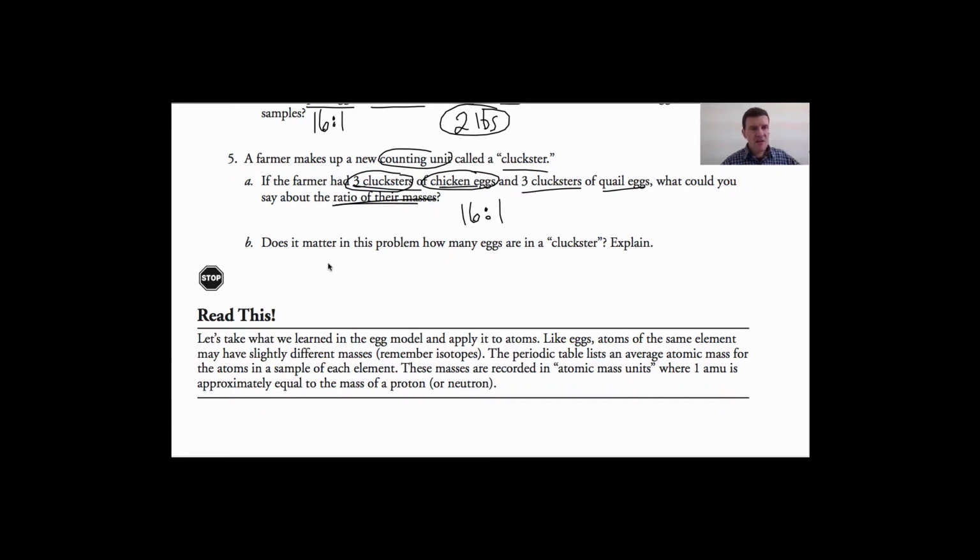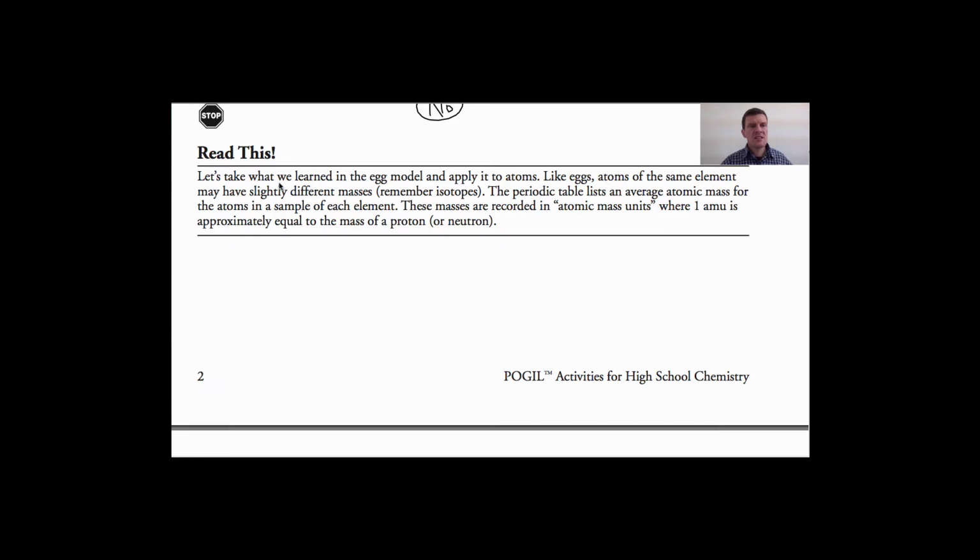In part B here, does it matter in this problem how many eggs are in the cluster? No, it doesn't matter. The number doesn't matter because we have this set ratio. Okay? All right, let's take what we learned in the egg model and apply it to atoms.